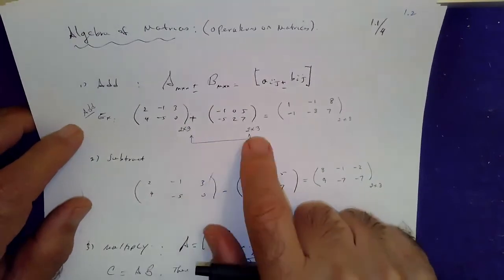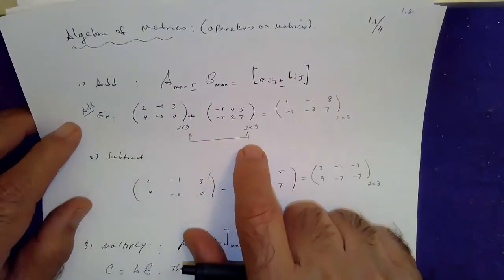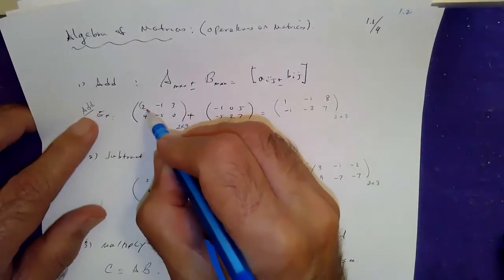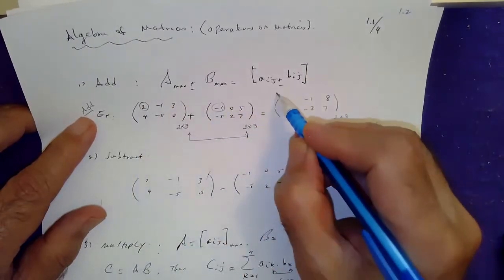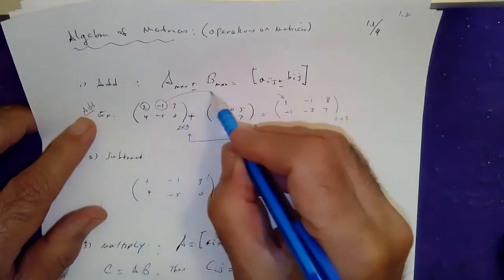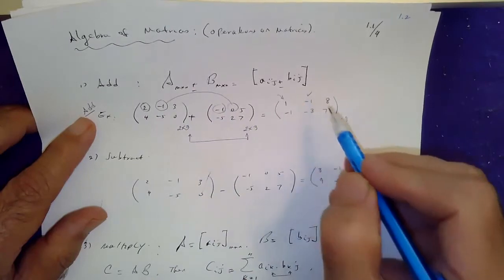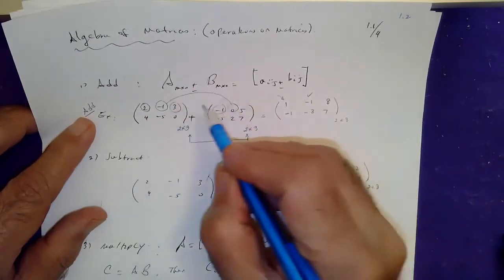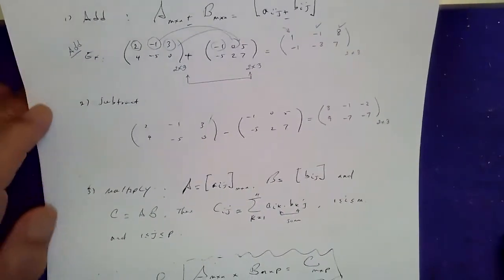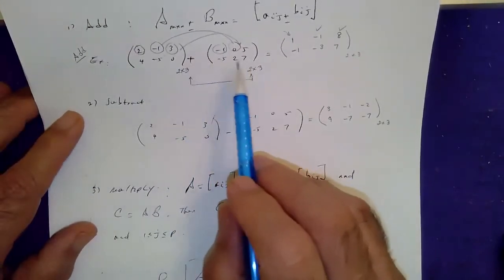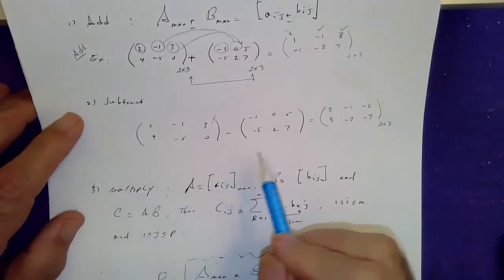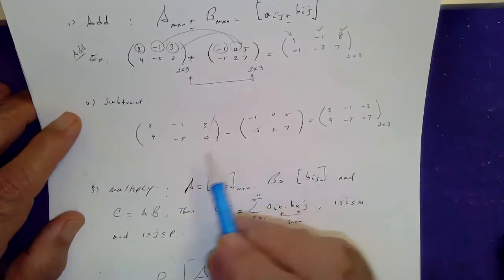In this case, the question was to add. First thing I do is check the dimensions, make sure they both have the same dimensions. Once I make sure the dimensions are equal, I add the corresponding elements, like 2 minus 1 gives you 1. Negative 1 plus 0 gives you negative 1. 3 plus 5 gives you 8, and it goes on. Similarly, you can subtract. Instead of adding each corresponding element, you subtract each element from its corresponding element in the other matrix.